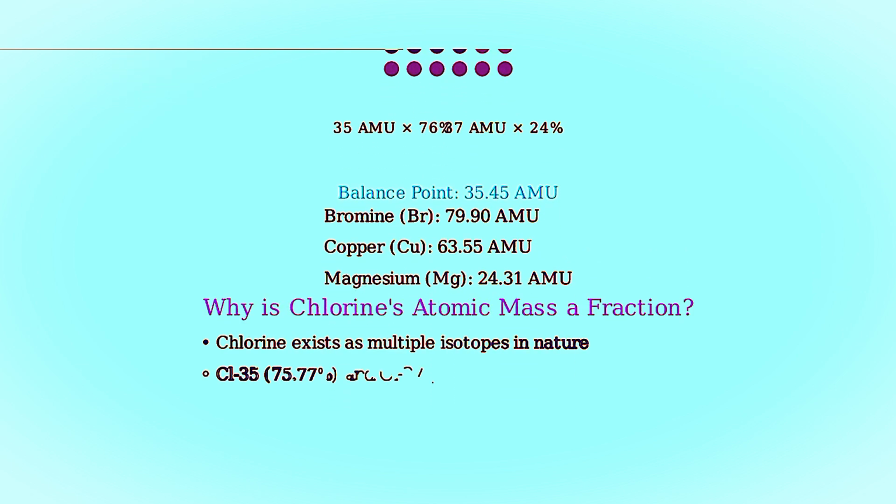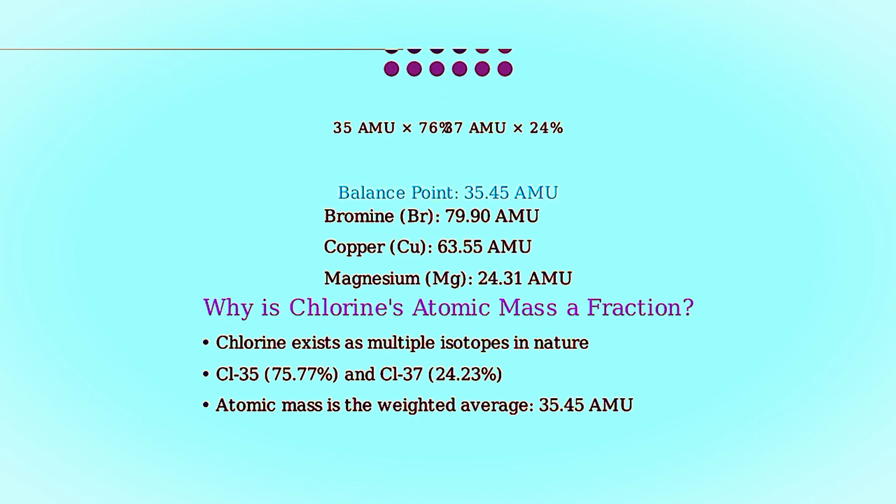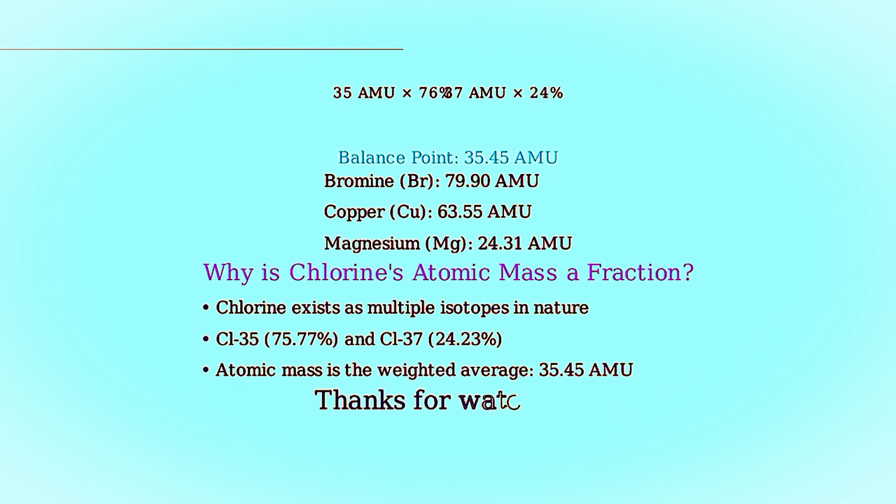So to summarize, the atomic mass of chlorine is a fraction because it's a weighted average of its naturally occurring isotopes, chlorine-35 and chlorine-37. Understanding isotopes and weighted averages helps us make sense of the periodic table and explains why many elements have fractional atomic masses.